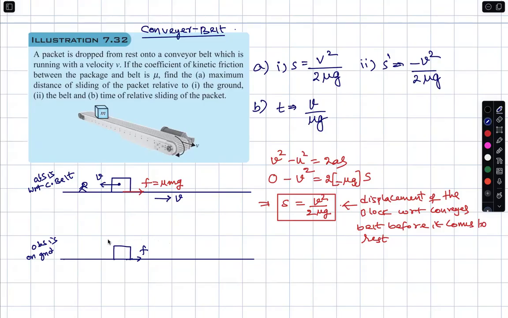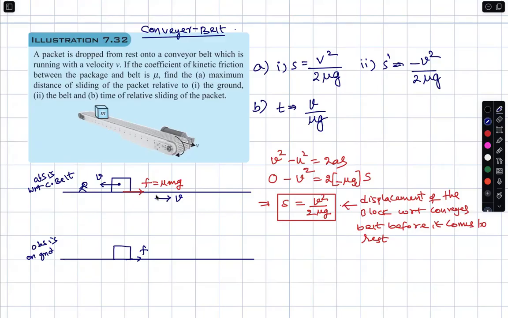What is the difference between the observation taken by an observer on the ground versus the observation taken by the observer attached to the belt? Any student in this class, what would be the difference? I repeat my question. What is the difference between the observations taken with respect to the ground versus the frame attached to the conveyor belt?